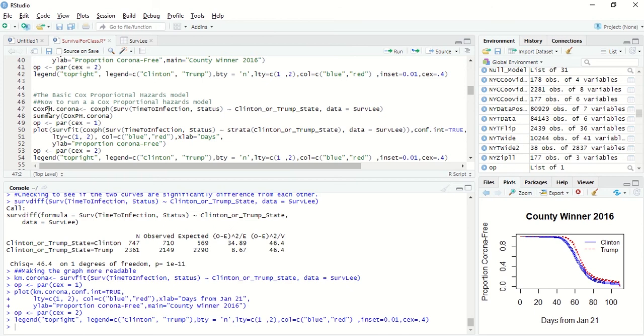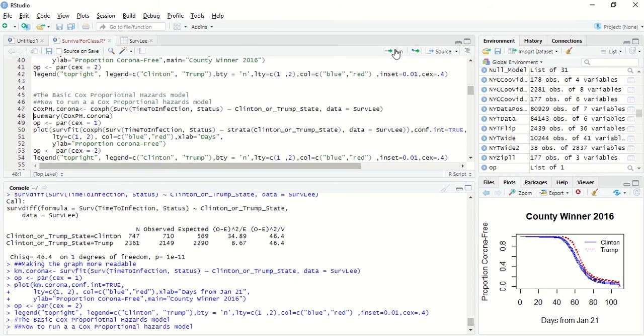And this isn't necessary. I just do Cox pH to let myself know what model I'm using when I go back and look at this for Corona, and I use the Cox pH. Again, we create the same thing, our survival model, which is time to infected status. Everything else looks the same here. And we run our Cox proportional hazard model.